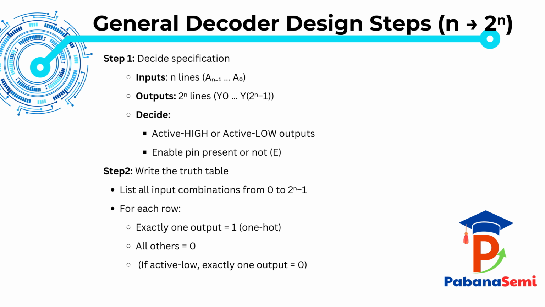Step 2 is to write the truth table. We list all possible input combinations, starting from 0 up to 2 to the power n-1. And for each input row, the decoder must follow the one-hot rule. Exactly one output should be 1, and all other outputs should be 0. If it is an active low decoder, then the logic is reversed. For each input combination, exactly one output becomes 0, and the remaining outputs stay 1. So these two steps give us the foundation. First, define the interface and behavior, and then capture it clearly using the truth table.